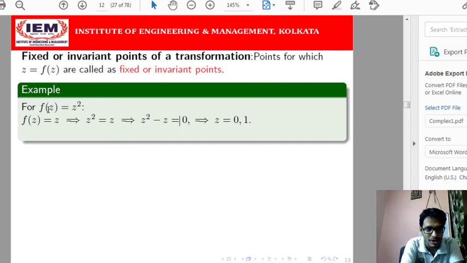You can verify this also. If I put z equals 0, f of z will be 0, so 0 is mapped to 0. If I put z equals 1, then also f of z will be 1. So these 2 points are called the fixed points or invariant points of this function. In that way, if an arbitrary function is given to us, we can find the fixed points or invariant points for that particular function.